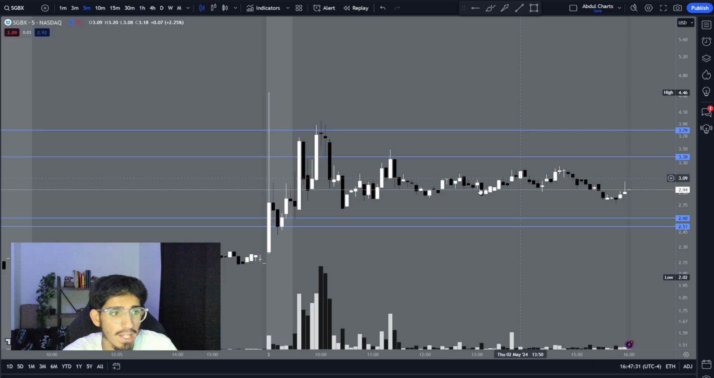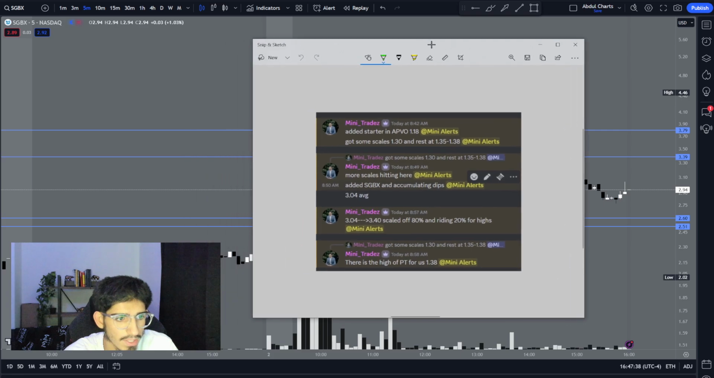So on SGBX today, there was a 50% run from open all the way to highs. And I was able to catch SGBX here at 3.04 from my key level all the way up to 3.40. All right, so I want to show you guys how I did it. We took 2 rounds on this trade, but we'll go over the next round later.